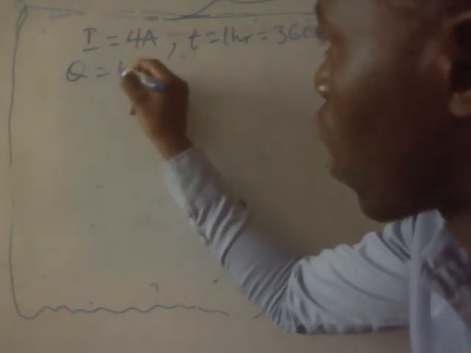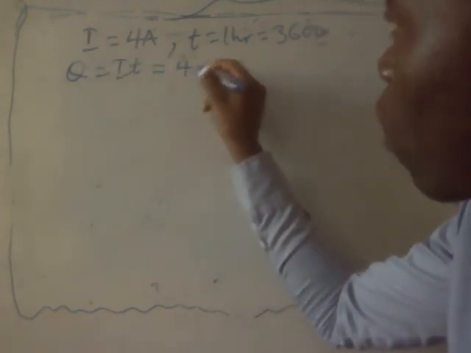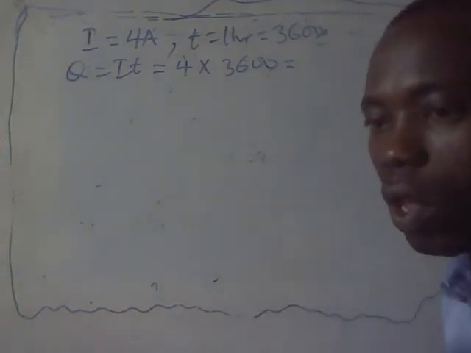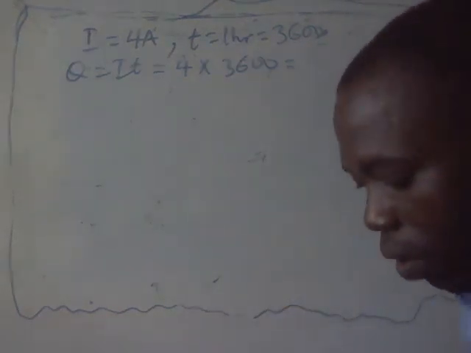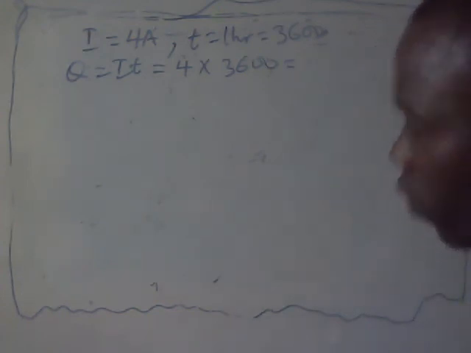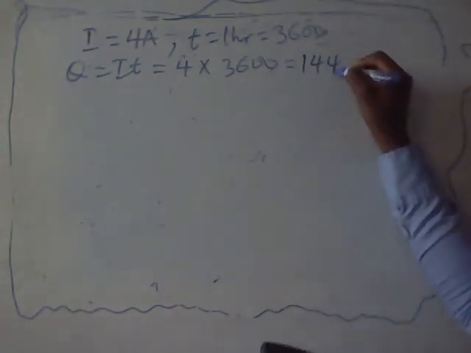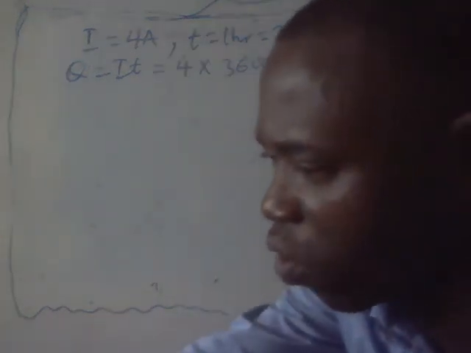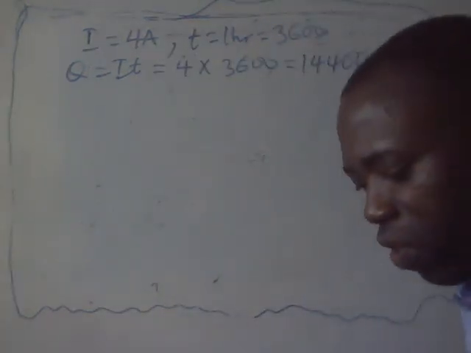With this, you can get your Q. Q equals I times T. So the current is 4, the time is 3,600 seconds, and when you multiply it together, 3,600 multiplied by 4 gives us 14,400 coulombs. That's the quantity of electricity required to displace or deposit the element.